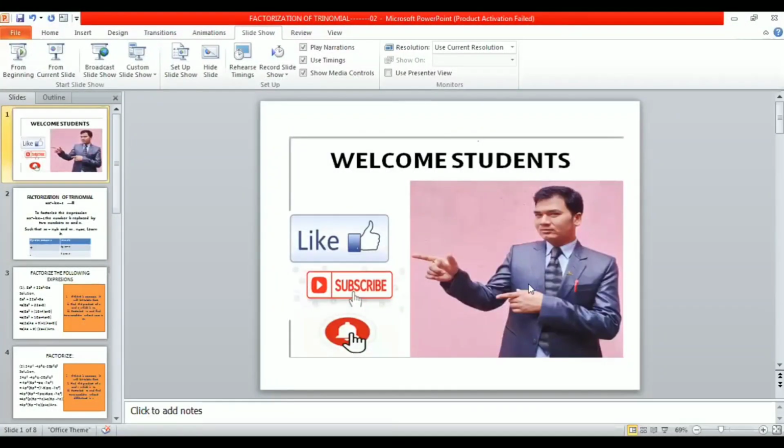Welcome student, it's me Lokendra Saunth, and today I am going to teach you the factorization of algebraic expressions which are in the form of ax square plus bx plus c. Okay, and let's start with this first slide. It goes like this.